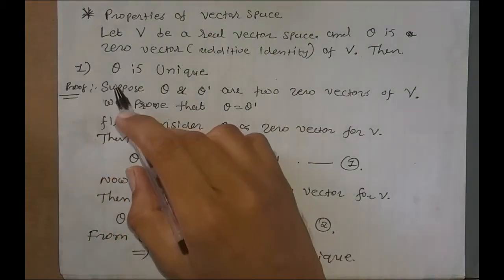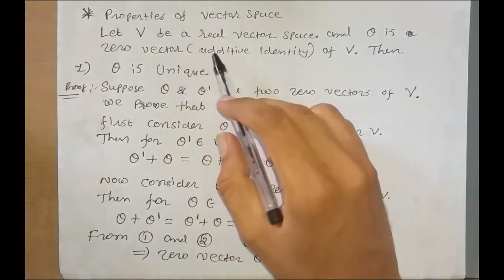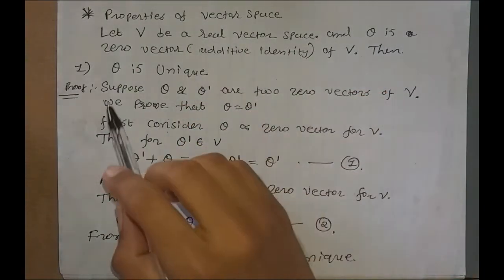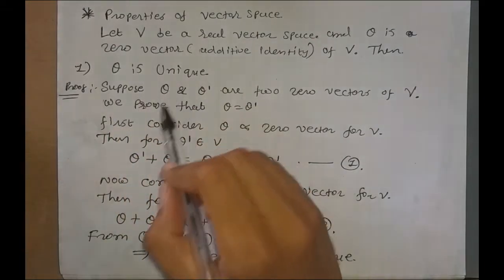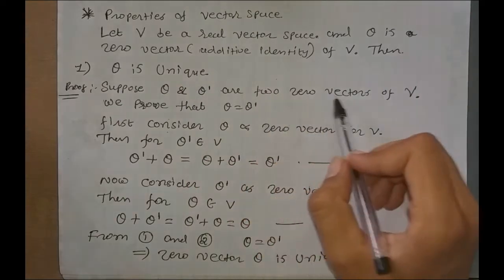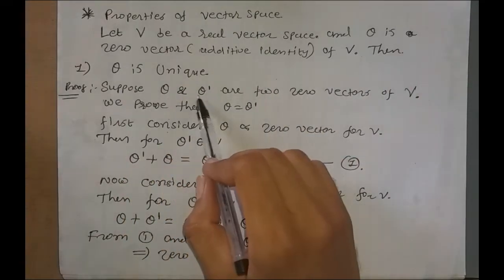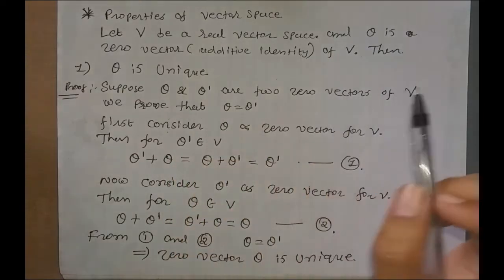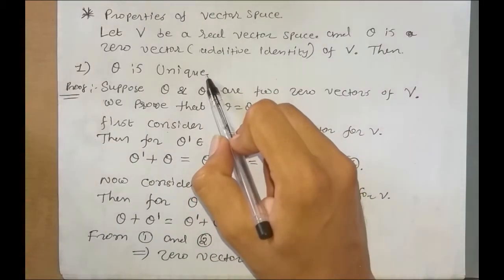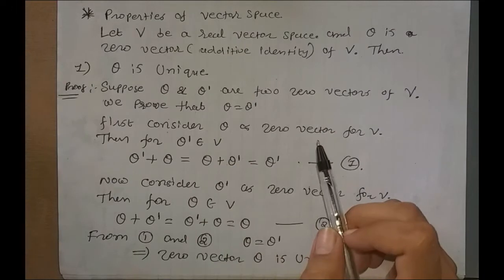Then there are some properties for vector space V. First is theta is unique. That means the zero vector, or we can say the additive identity, is unique. So we want to prove that theta is unique. Suppose that theta and theta dash are two zero vectors for vector space V. Our aim is to prove theta is unique, so we prove that theta is equal to theta dash.